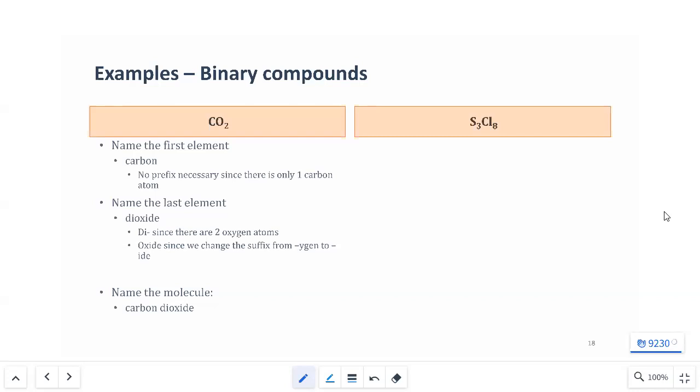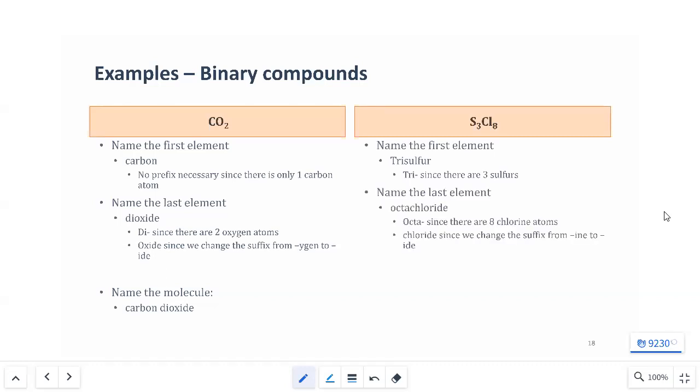Let's look at the other one. S3Cl8. Okay, well, I start with the first element, sulfur. There are 3 sulfurs, so this is going to be trisulfur. Chlorine is the second element, Cl. There are 8 of them. I have to change the ending. Octa for 8. Chlor for chlorine, ide because it's the second element, octachloride. Put them together, S3Cl8, trisulfur octachloride.